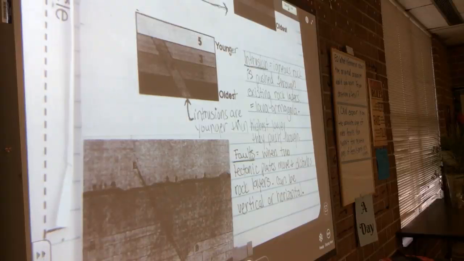What did we just talk about? The highest layer they're pushed through. D is an intrusion. It's because they're younger than the highest layer they're pushed through. D is an intrusion, and intrusions are always younger than the highest layer they push through. This intrusion goes all the way through. So it is the youngest layer out of all those layers.